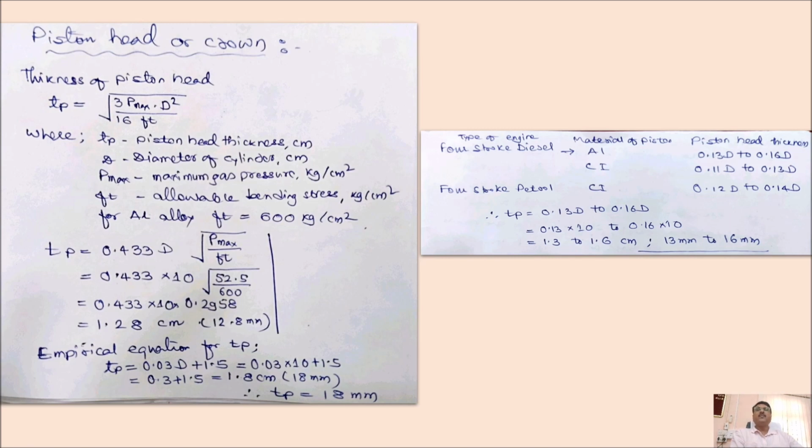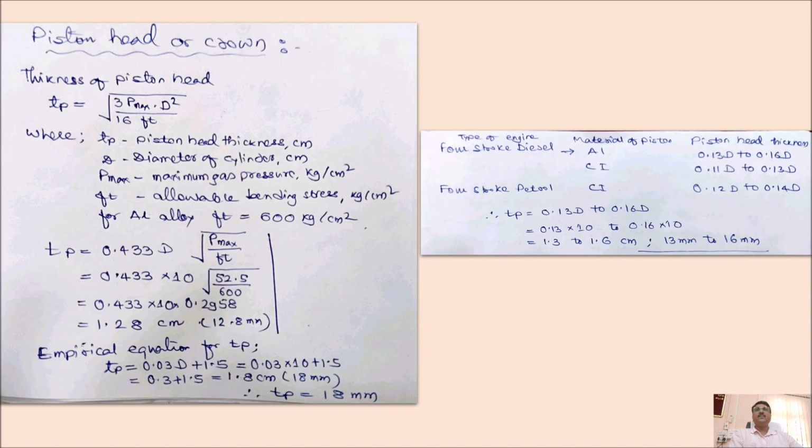For the aluminum alloy, the value of Ft is 600 kg per centimeter square. Pmax is previously calculated. Pmax is 52.5. So it depends upon BMEP. It is 9 to 10 times BMEP.